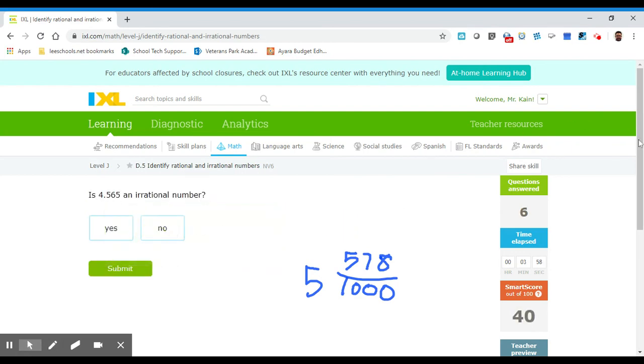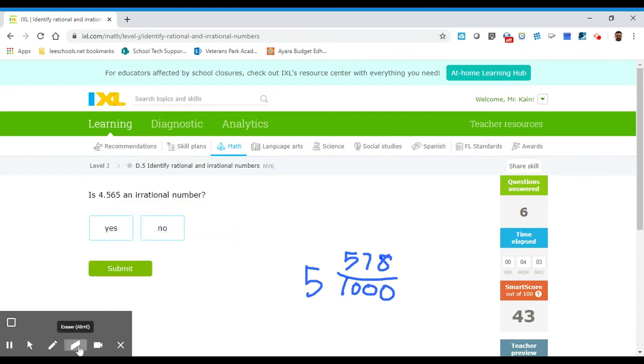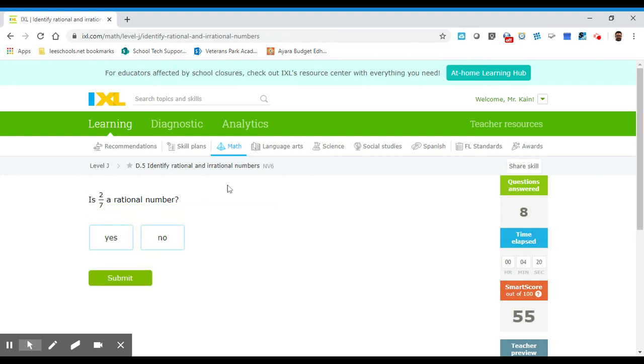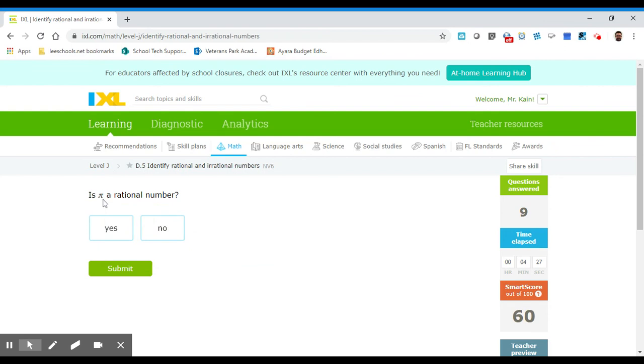Okay, I'm going to jump up a little bit. Let's jump up to this level. So can this be a fraction? Yes. So is it irrational? No. Can this be a fraction? Technically, yes. It's a whole number. 0 over 1 is still 0, right? 2/7, that's a fraction, so yes, that's rational. Can this be a fraction? No, that's not rational. That's pi. Pi is irrational.